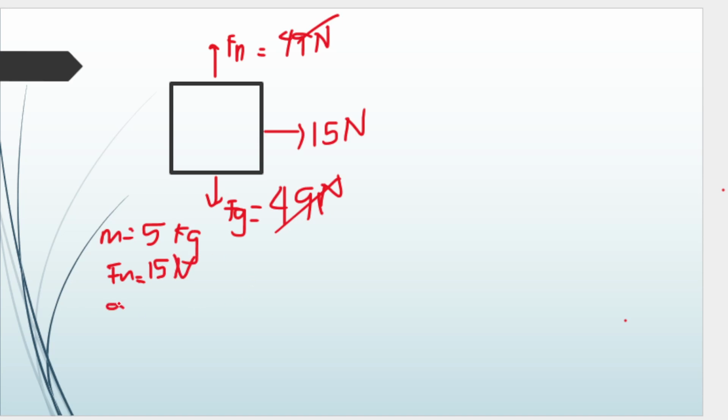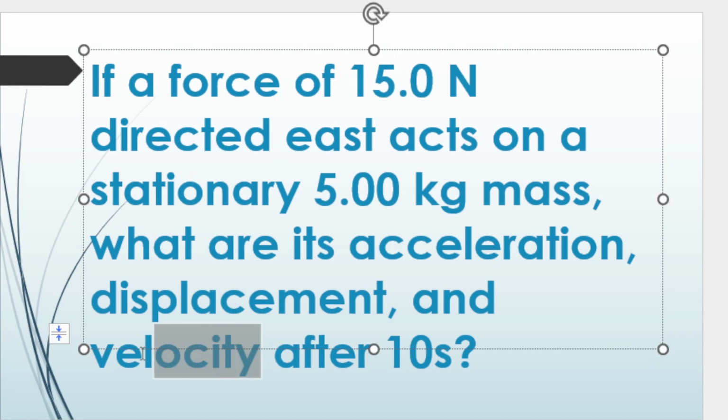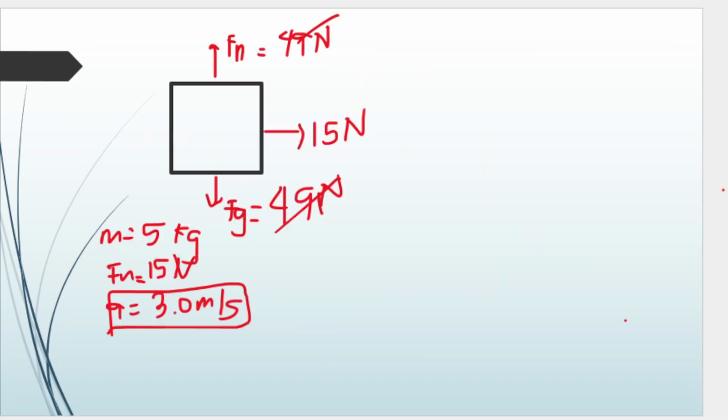Okay, so then we can get the acceleration by deriving the second law. So 15 divided by 5, that is 3. Okay, so we now have the acceleration. Next is the displacement and velocity after 10 seconds. Since it says after, the velocity that we're finding is the final velocity. So that is 10 seconds.